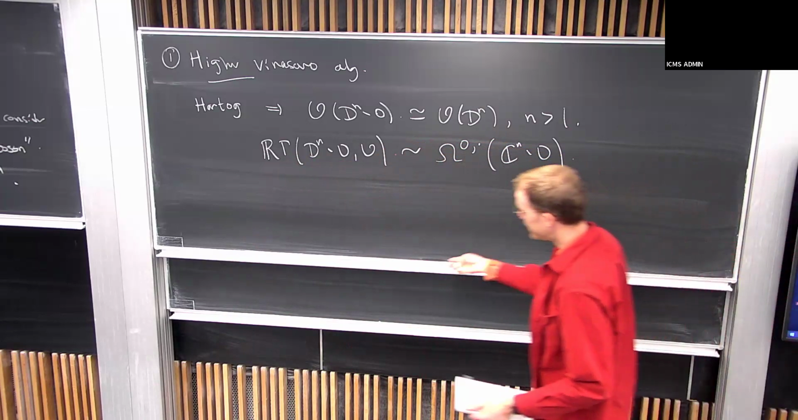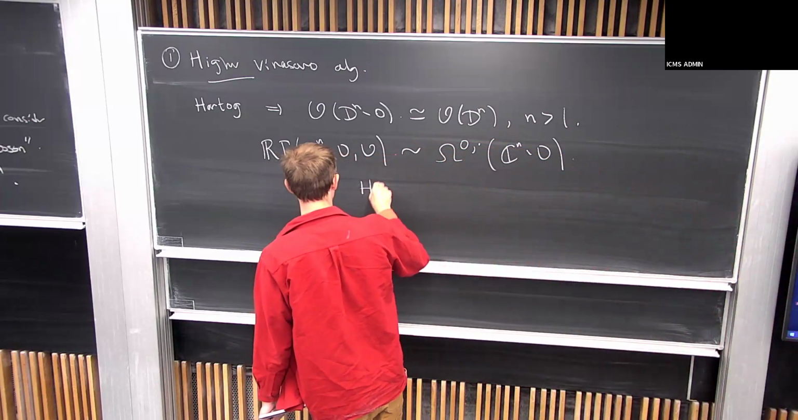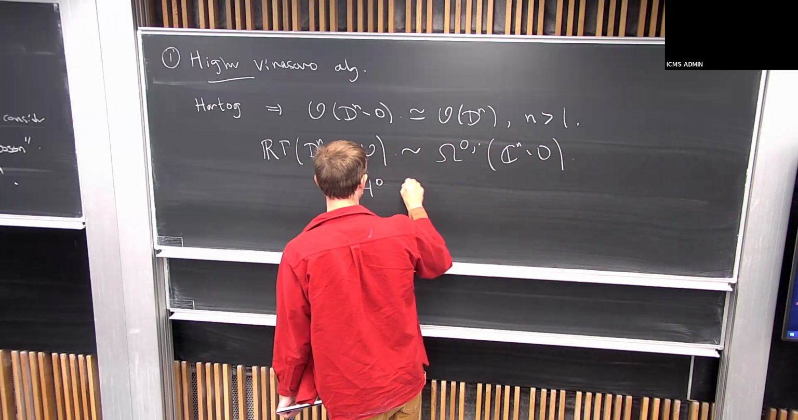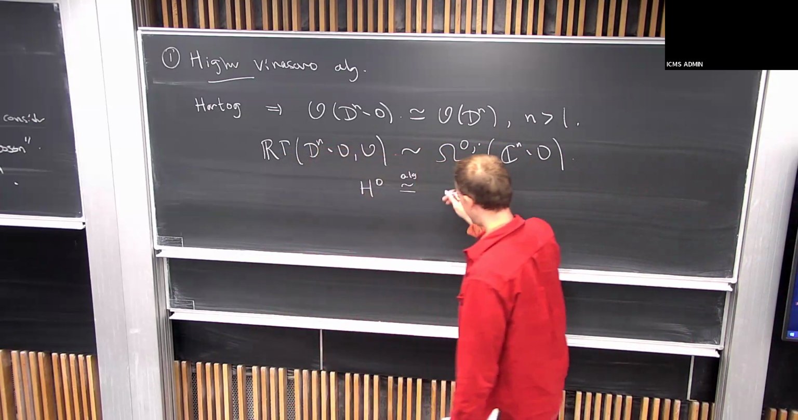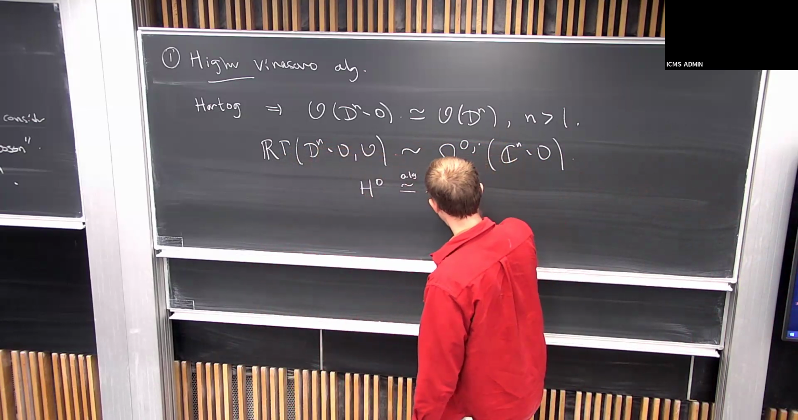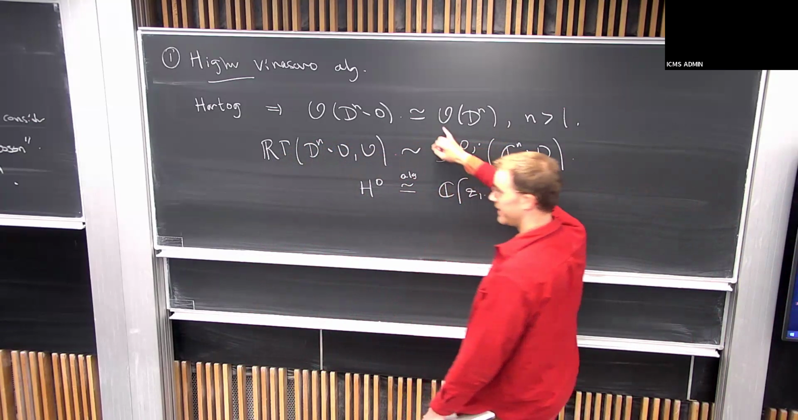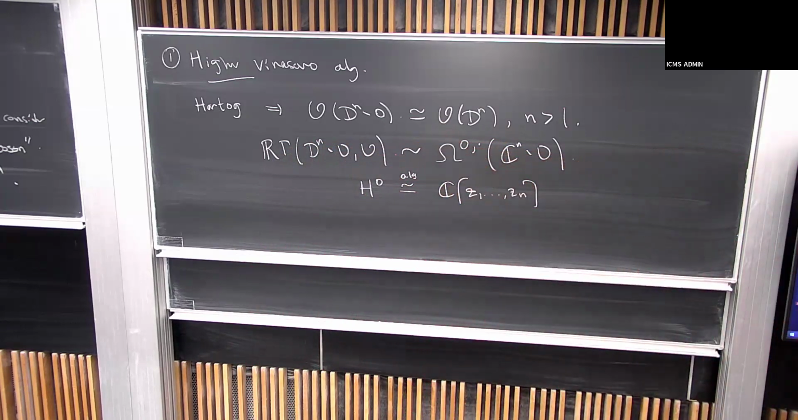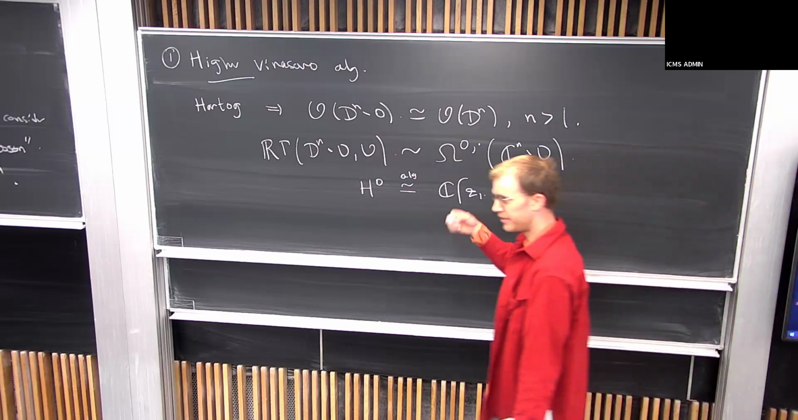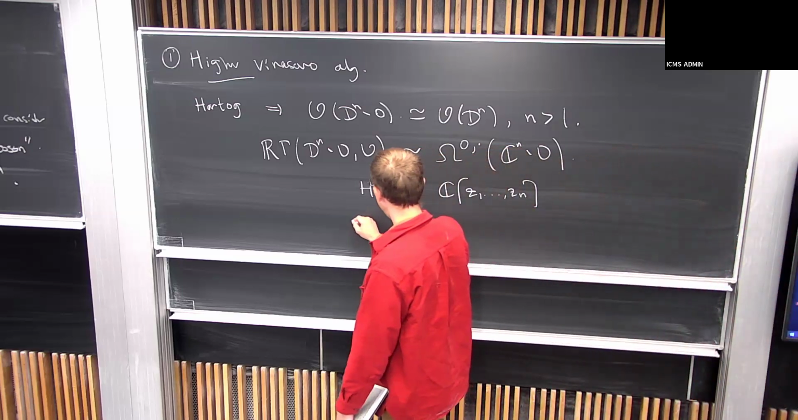And this thing does have higher cohomology. So H0, let me just work with the algebraic thing to be simple. H0 of this, of course, is just polynomial functions in n variables. That's just what I said here. And then there's higher cohomology, and it turns out to only live in a single degree. It's in degree n-1.